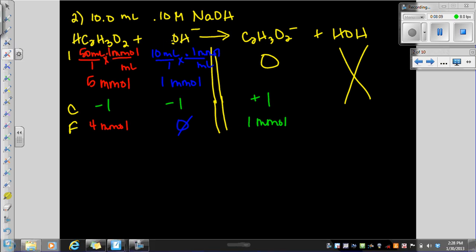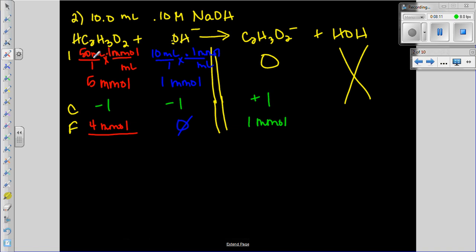Now, because I combined two solutions, my volume changed. So what I must do now is divide by my total volume, which is 60 milliliters. So 4 divided by 60 gives me 0.067 molar. If I do 1 divided by 60, I will get 0.0167 molar. Okay, so here's my stoichiometry first.